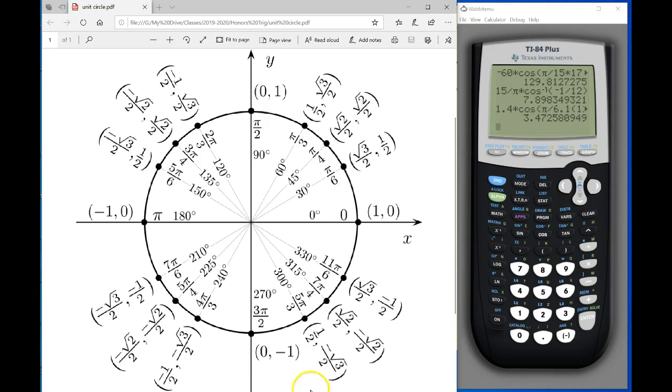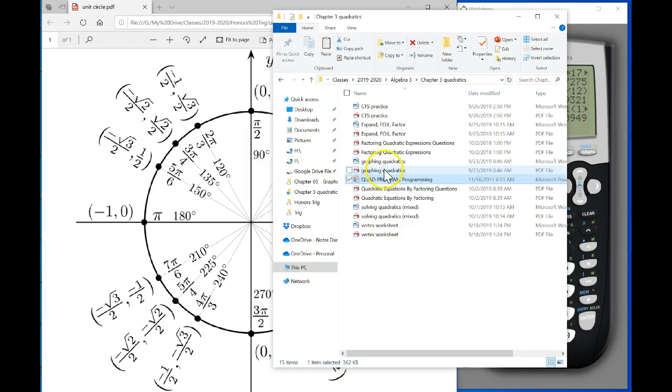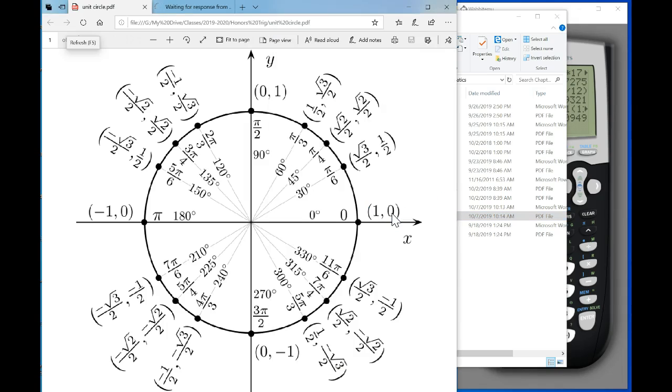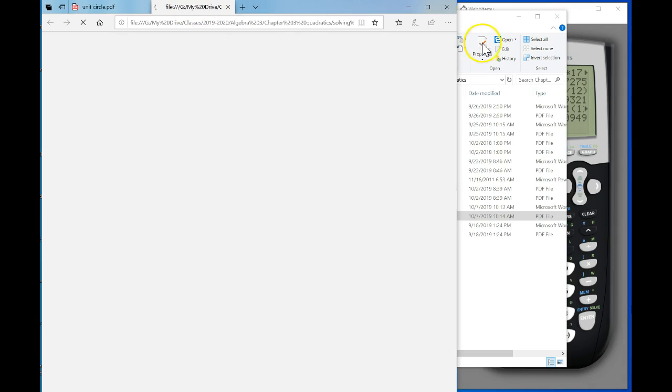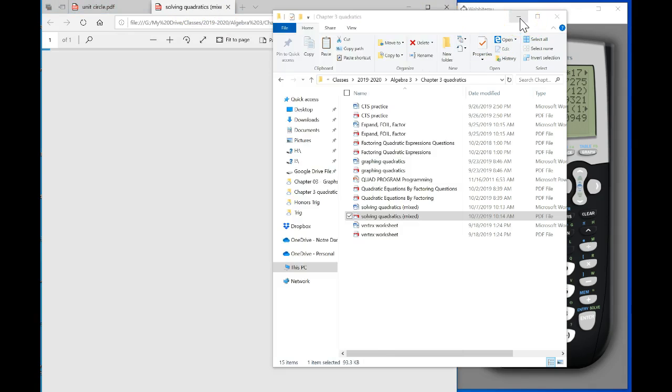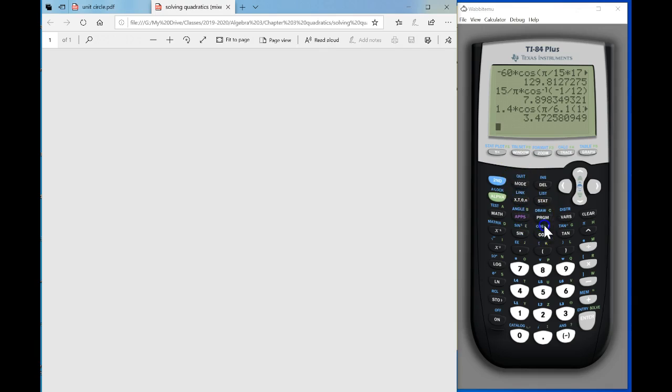That is exactly what this is doing. We click program quad, and then we just type in the equation. So you press enter now to run the program. And when it prompts you for the values for A, B, and C, you enter your values for A, B, and C.